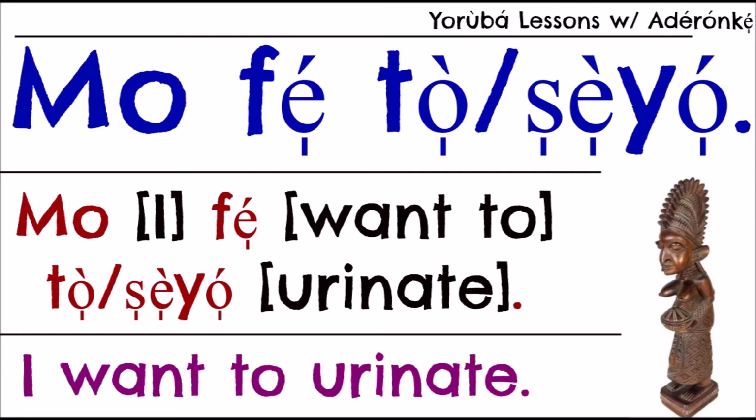Or you could say, mofe sheyo. You could say, mofeto. You could say, mofe sheyo. Mo is I. That is how I looks within a sentence. Fe is to want or to want to. To or sheyo is urinate. So, mofe to or mofe sheyo is, I want to urinate.